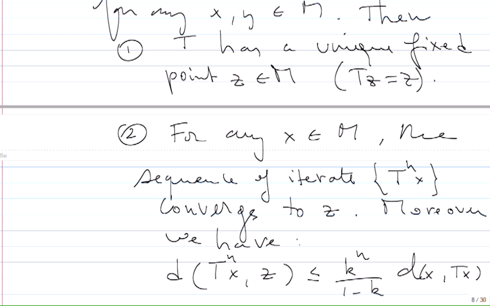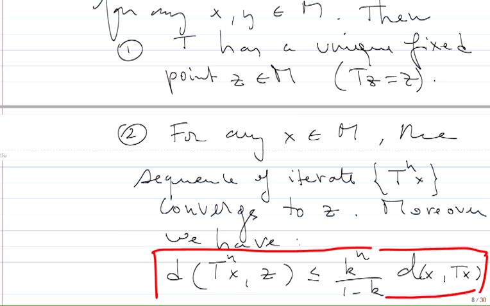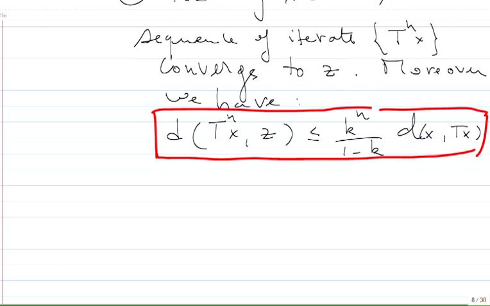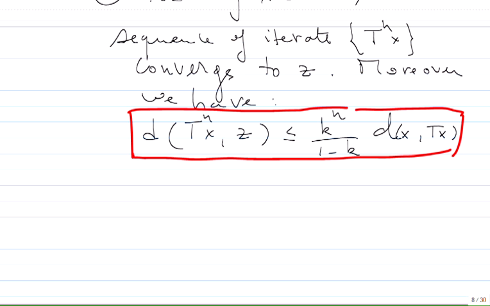And not only that, this theorem is so powerful because it gives us a kind of approximation of the fixed point. This bound is so powerful because it tells us that we can approximate the fixed point z by the iterates, and it bounds the error.